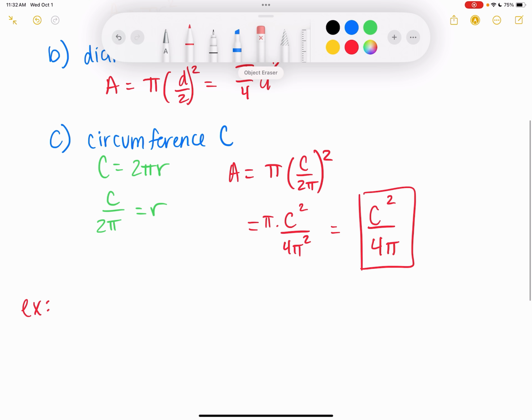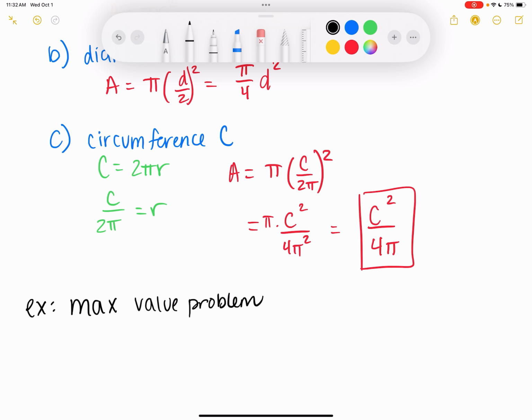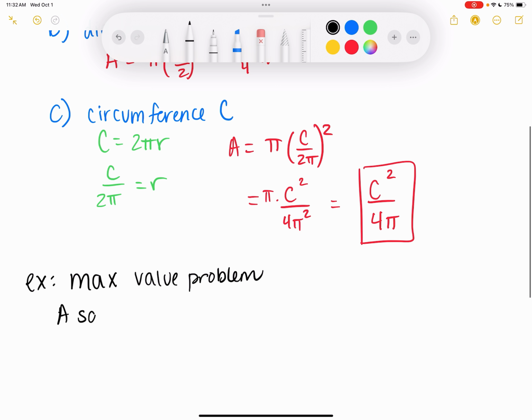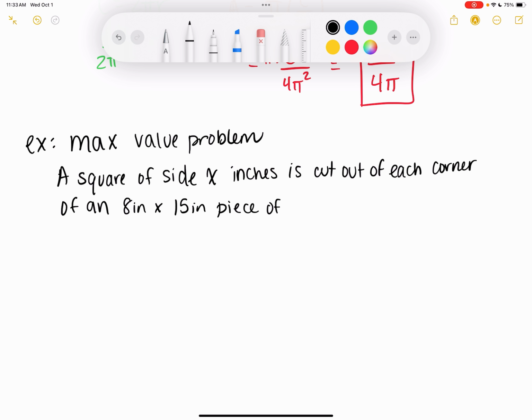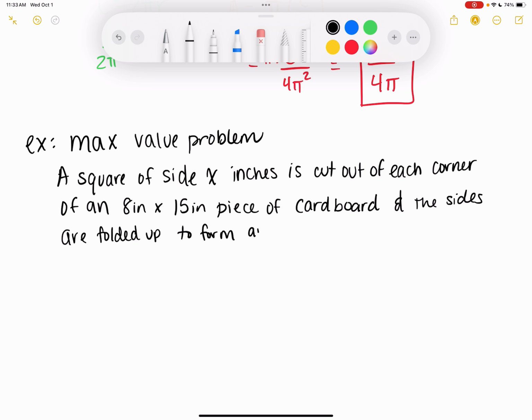We could also have a max value problem. So if they told you a square of side x inches is cut out of each corner of an 8-inch by 15-inch piece of cardboard, and the sides are folded up to form an open top box.